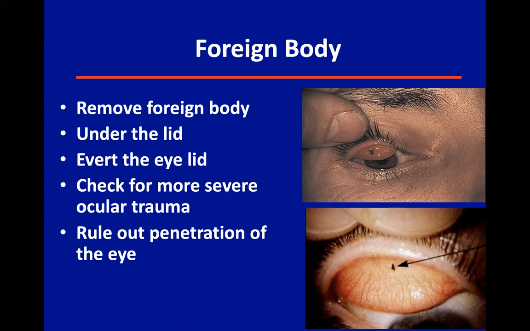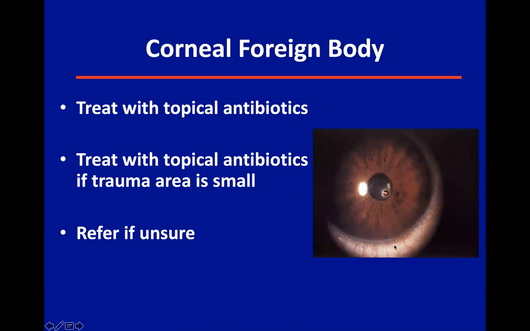Not that I'm encouraging this brother to do it, but you should be able to do it when you're examining for a red eye. So you avert the eyelid, you check for more severe ocular trauma, and you rule out penetration of the eye. Remember, we said the cornea is crystal clear, you can't see it, but you can see the iris, which is the part under the cornea. So technically, if you look here, this is the conjunctiva. You can see it's red, even though it's a red eye, conjunctiva, simply because there is a foreign body on the cornea. So these corneal foreign bodies do cause conjunctivitis.